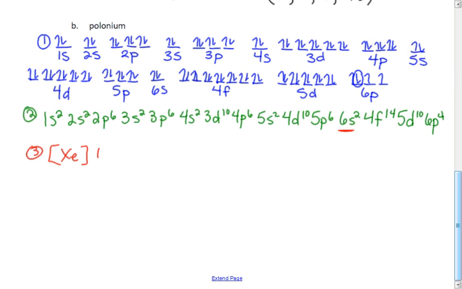So we would have 6s2, 4f14, 5d10, and 6p4. That's the short version. That's the abbreviated electron configuration.